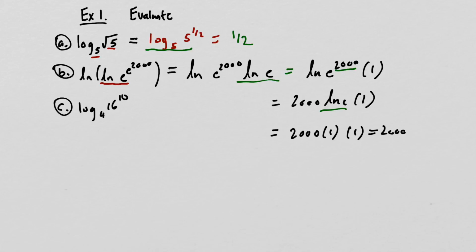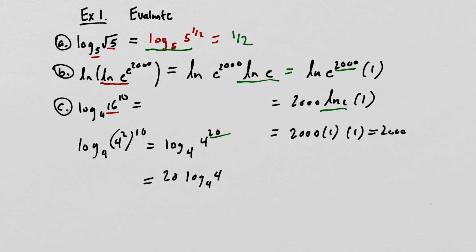Then, in this last part over here, we want to notice that 16 is 4 raised to the 2nd power, so that we can rewrite this in terms of the base 4. We get that this is going to be equal to the log base 4 of 4 squared raised to the 10th. Simplifying this using exponentials, this is equal to log base 4 of 4 raised to the 20. Using our properties of log, again, we can take this exponent and bring it out in front, which gives us 20 log base 4 of 4. Here, we see that this simplifies to be just 20.